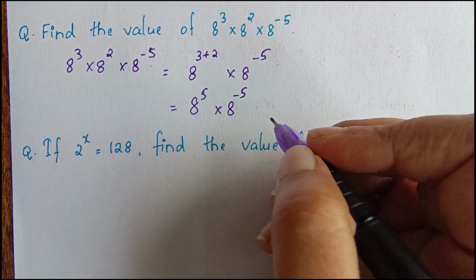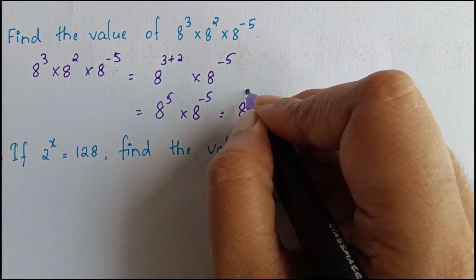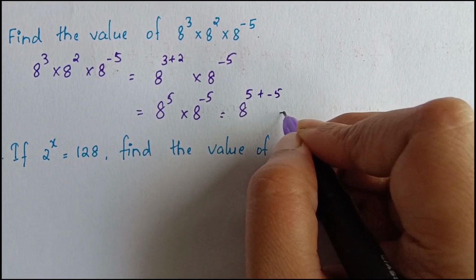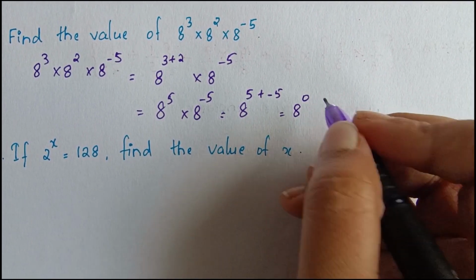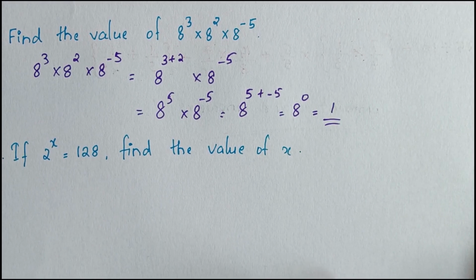We can again apply the same rule. So 8 raised to 5 plus minus 5 is 8 raised to 0. So any number raised to 0 is 1. So the answer is 1.